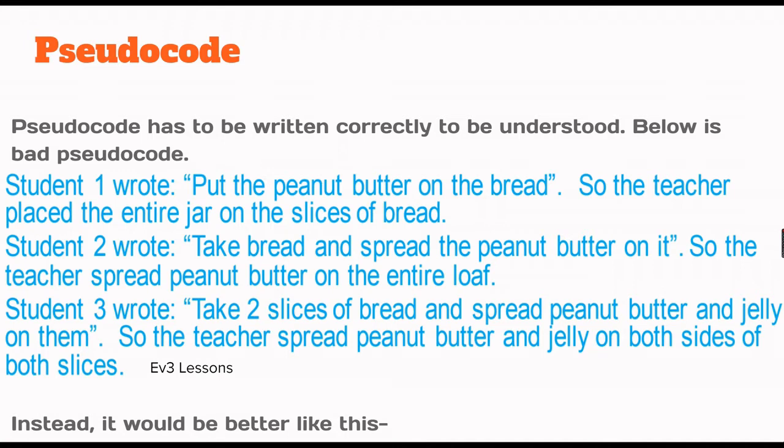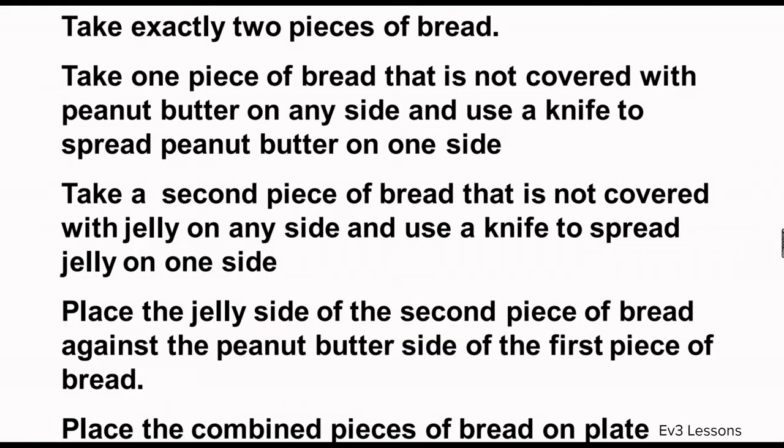Instead, to make the teacher correctly make a good PB&J sandwich, it would be like this. Take exactly 2 pieces of bread. Take one piece that is not covered with peanut butter on any side and use a knife to spread peanut butter on it. Take a second piece of bread that is not covered with jelly on any side and use a knife to spread jelly on that side. Place the jelly side and the peanut butter side together. Then put it on a plate and you've got a PB&J sandwich.